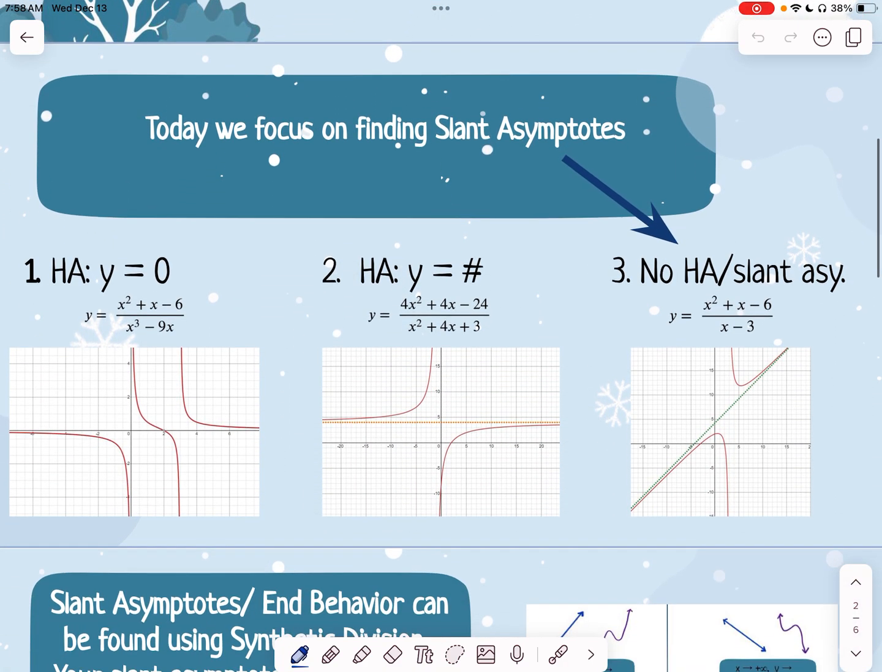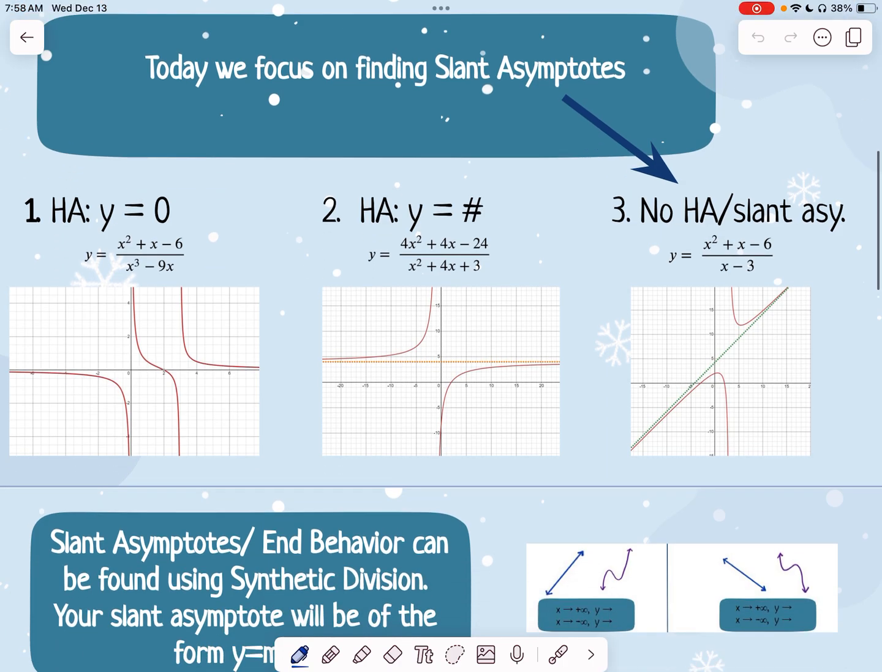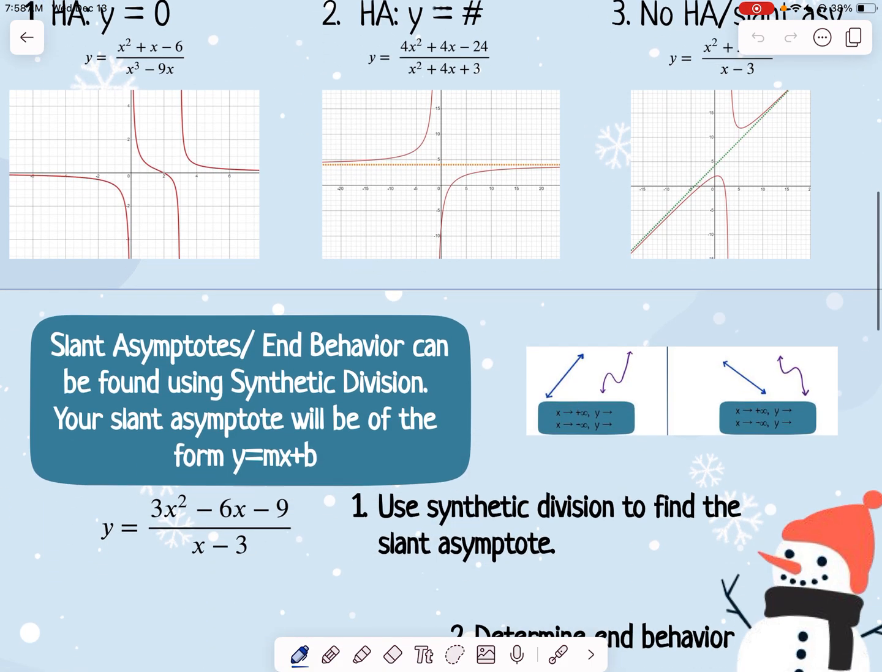So today we're going to focus on those slant asymptotes. We talked about where it goes to 0 when the top is less than the bottom. We talked about y equals the number when the top equals the bottom. And then finally that case with the slant asymptote when the top is one bigger than the bottom. And then yesterday we practiced synthetic division so that we could come up with those slant asymptotes today.